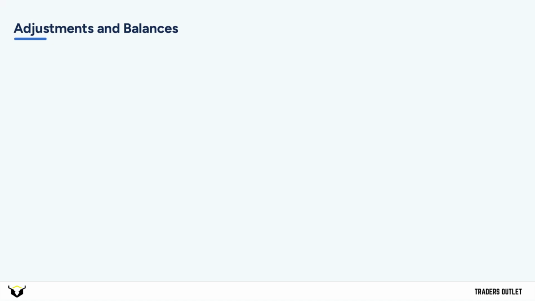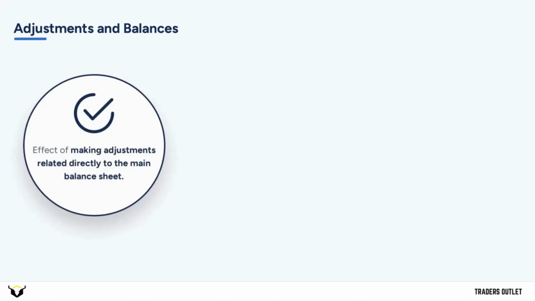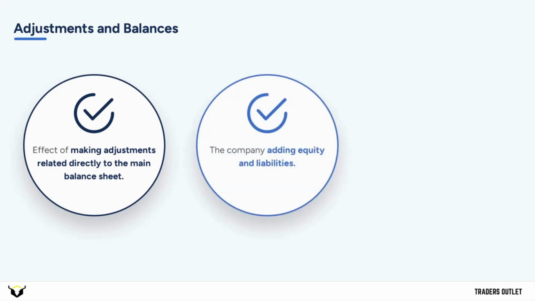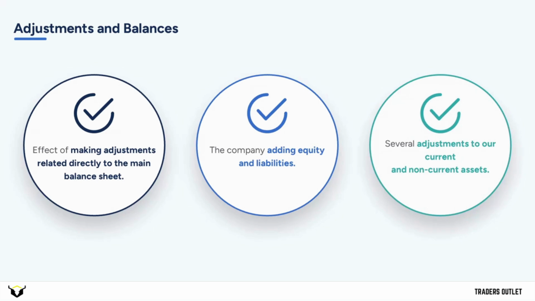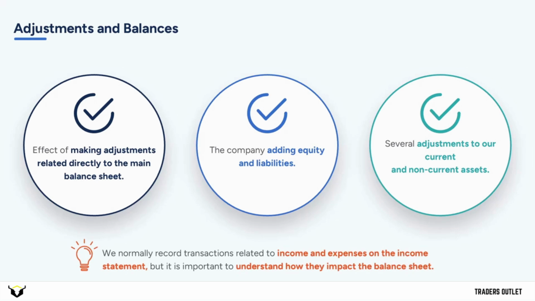So far, we've seen what happens when we make adjustments related directly to the main balance sheet sections. So we've seen the company, for example, add equity and liabilities, and we've seen several adjustments to our current and non-current assets. Now, although we would normally record transactions related to income and expenses on the income statement, it's critically important that you understand how that impacts the balance sheet.